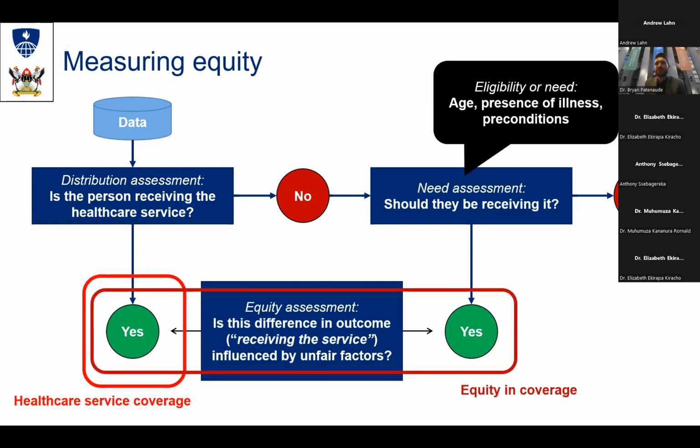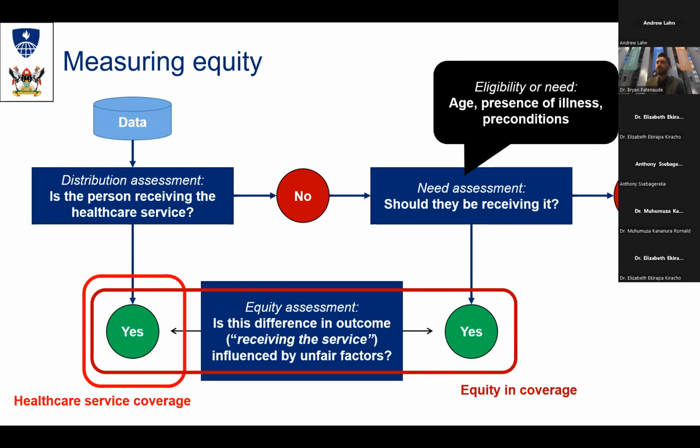But we don't actually know whether that no is no because they couldn't access the service, or no because they didn't need the service. They weren't eligible for some reason. So for pediatric vaccines, for example, we'll talk about age as a fair factor. This is a reason why someone might not have received a vaccine, but still appear in the data set.